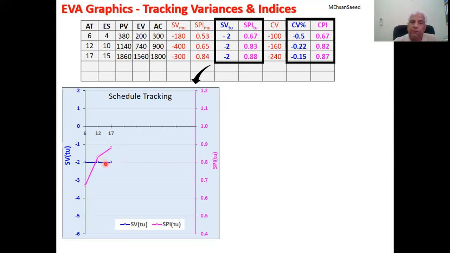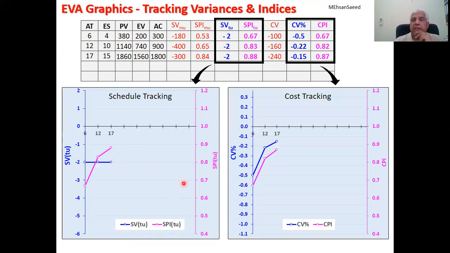So if you want to regain these 2 days, you have to do some crashing or fast tracking, added shifts, overtime, etc. So that you have to turn this line inwards so that this line can go and hit the ideal line. So this is schedule tracking. If you're not clear about this, we can discuss this more in the class. But the point is, the index line must hit this line, but in this particular example, it will never hit. It will stay aloof if no schedule compression technique is employed.